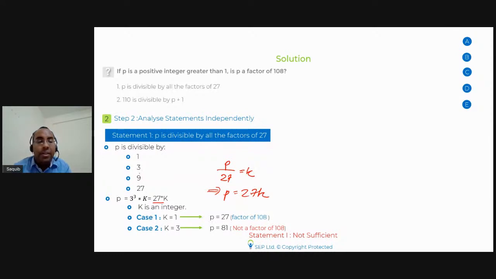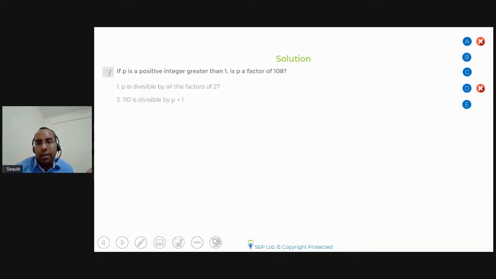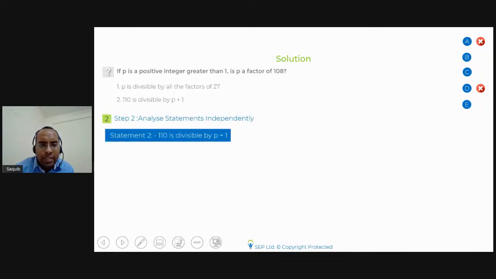Yes, exactly, Abhishek. Not necessarily, it can be a factor. It could be, as shown in one case, but it could not be. That is why this statement is not sufficient, guys. I hope it's clear where you fell for the trap. You did not read this portion properly: divisible by all the factors. This is important. It's not the factors, not necessarily a factor.